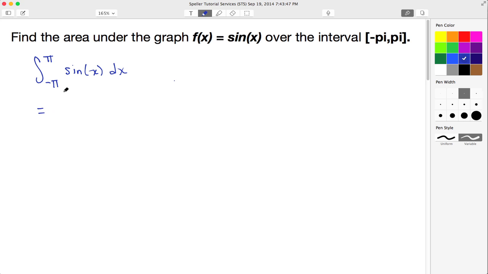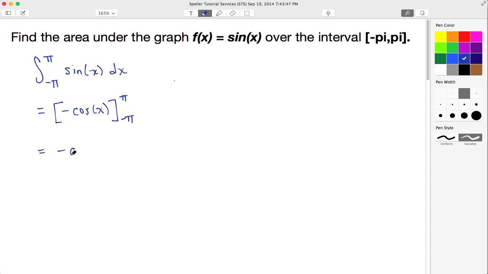First thing we do is we need to integrate sine x, and sine x integrates to negative cosine x. And again, with the notation with the square brackets, I'm going to show my lower bound at the bottom, my upper bound at the top. My next step is to substitute in the upper bound and the lower bound. I need to subtract the lower bound from the upper bound.